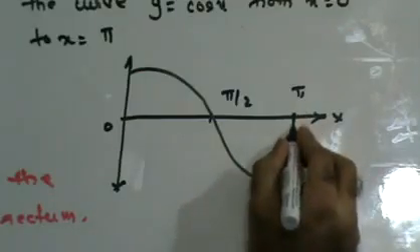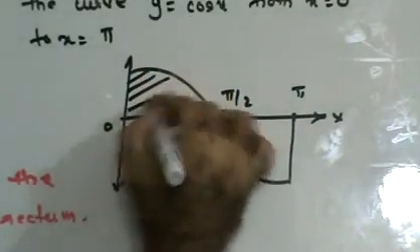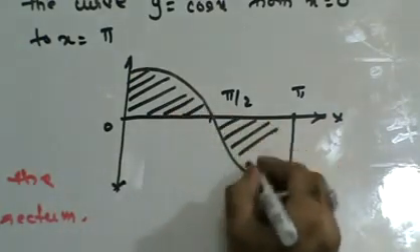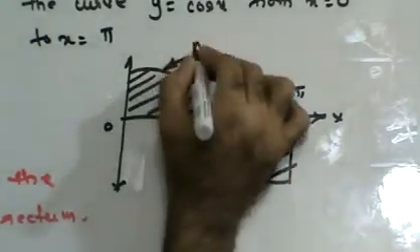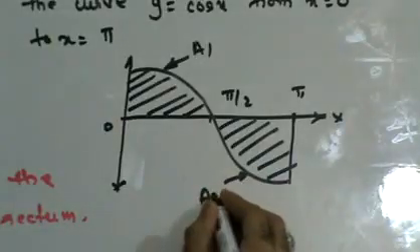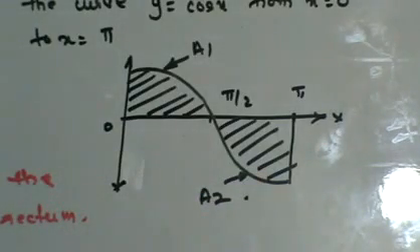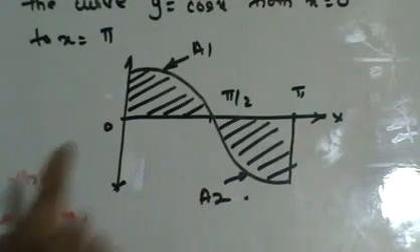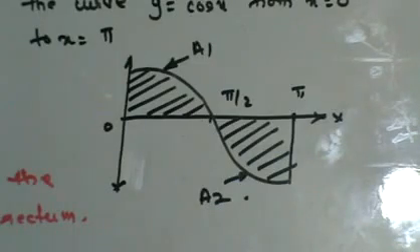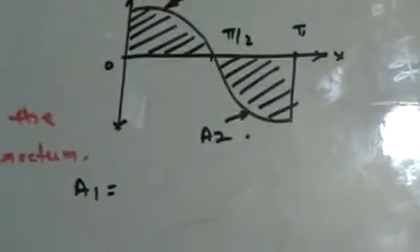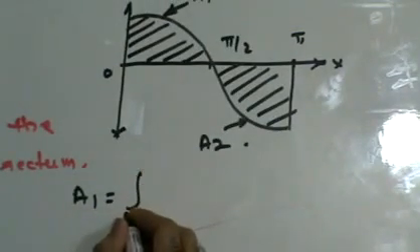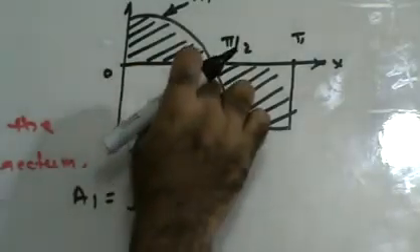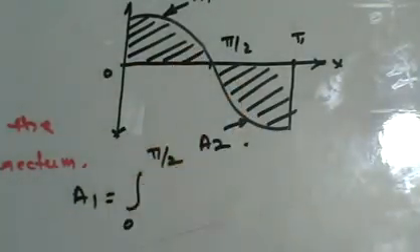That means I need to find out the area of this region plus the area of this region. Let's assume that the area of this region is A1 and the area of this region is A2. Right? Let's see one at a time. So this is how my cos curve is going to be between 0 to pi. Now, let's first find out A1. Area is integral. Now for A1, it is starting from 0 and it is ending at pi by 2, y dx.